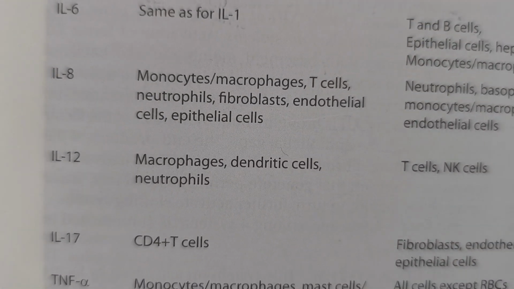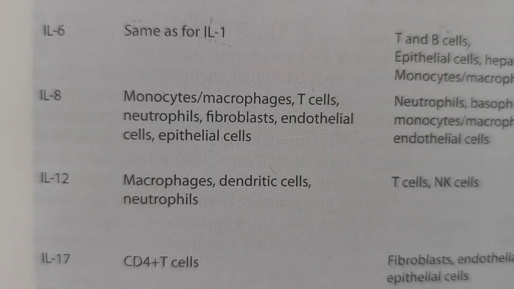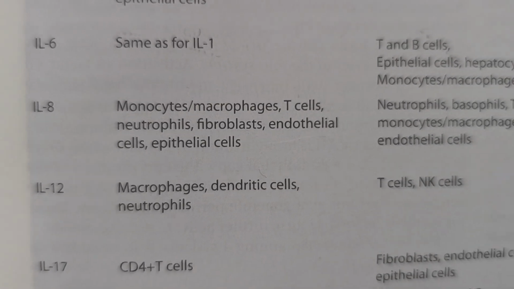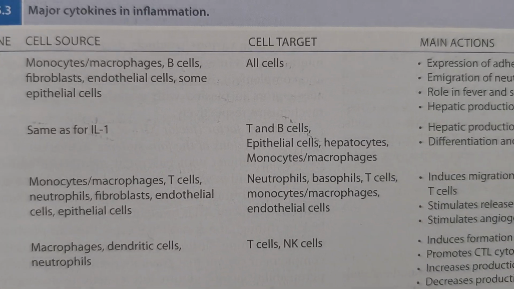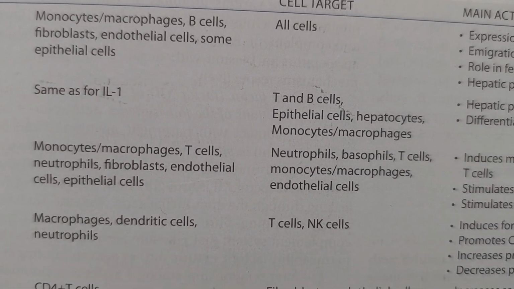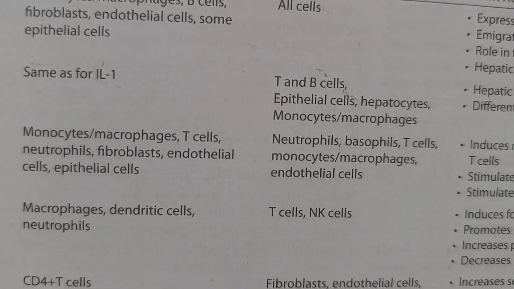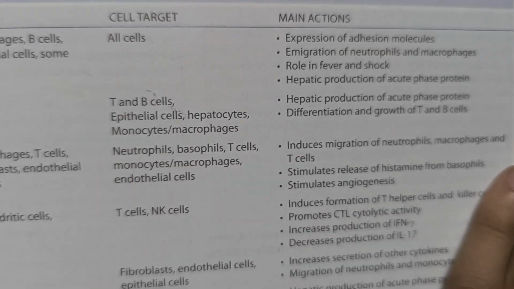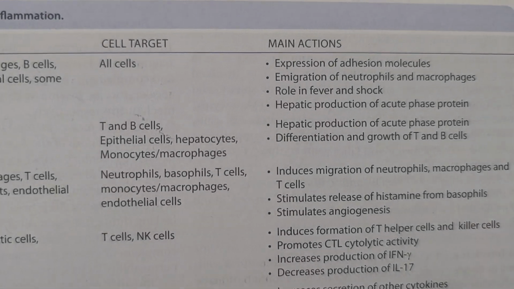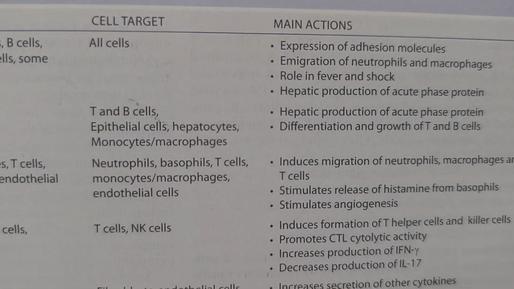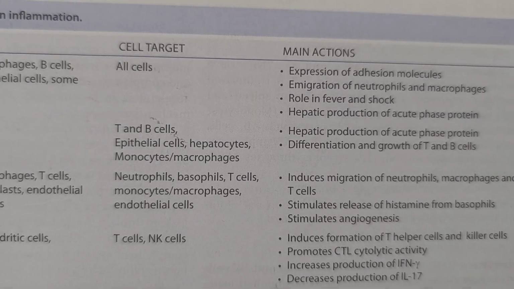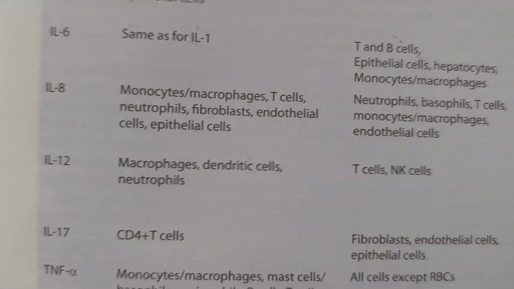Now IL-8: the source is monocytes or macrophages, T cells, neutrophils, fibroblasts, endothelial cells and epithelial cells. Target cells are neutrophils, basophils, T cells, monocytes or macrophages and endothelial cells. The main action is inducing migration of neutrophils, macrophages and T cells, stimulating the release of histamine from basophils, and stimulating angiogenesis.